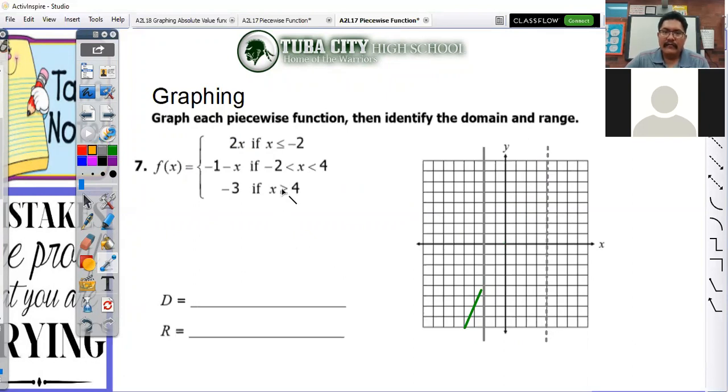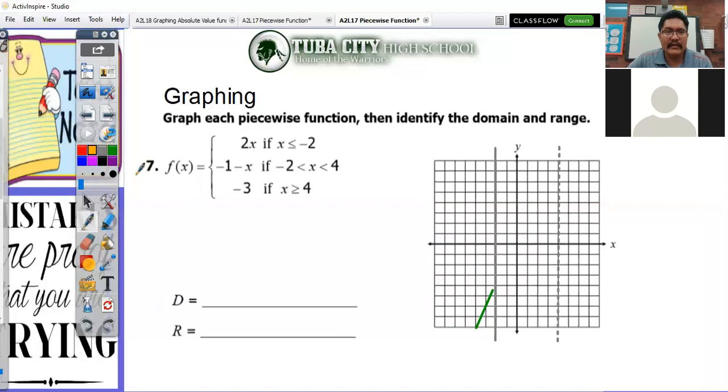And again, for x values between -2 and 4, which is this area here in the middle, we're going to use this one. Now, this one might be a little bit tricky because it's not in slope-intercept form.